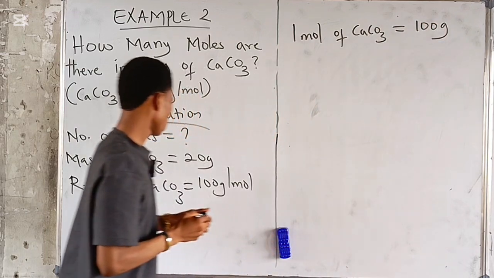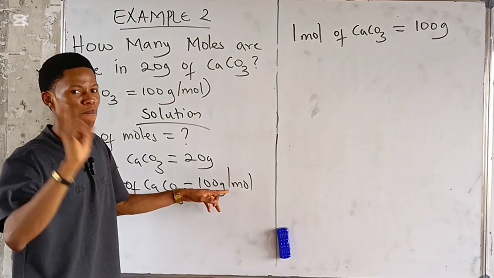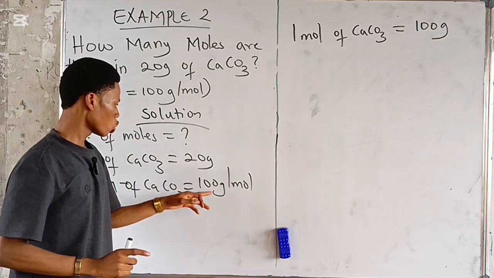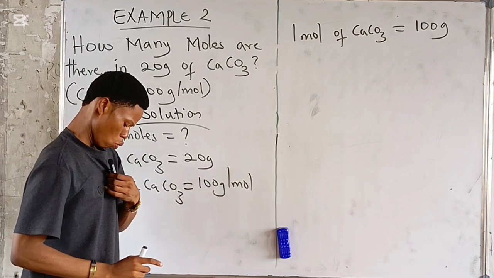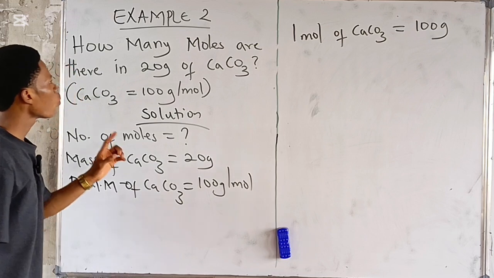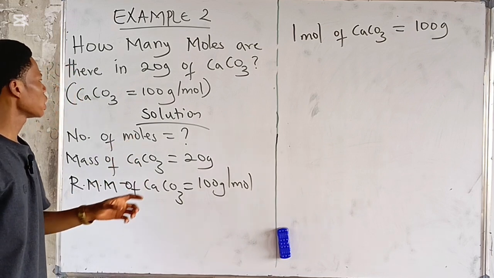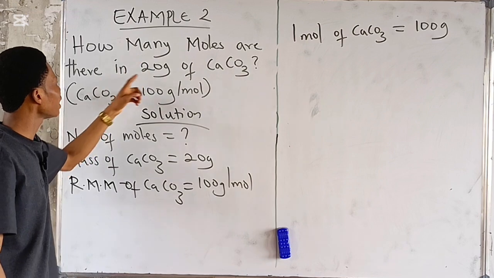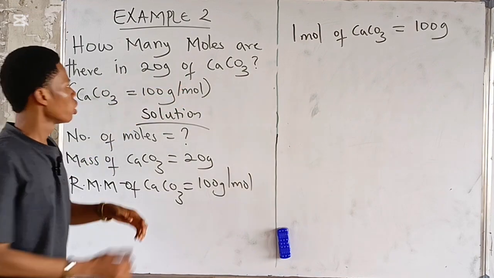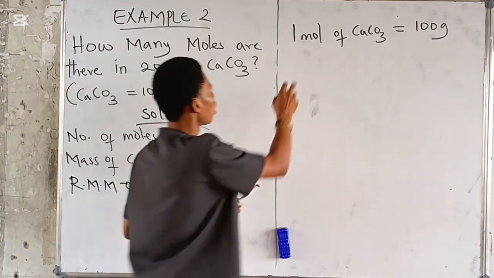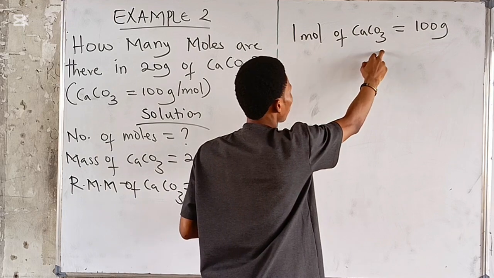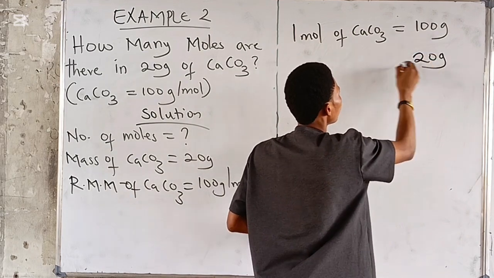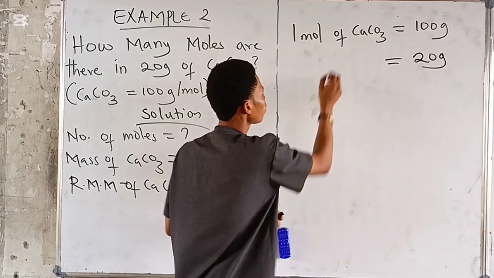Now look at this again. 100 grams per mole. 100 grams in 1 mole. That's what that means. So if 1 mole of calcium carbonate is 100 grams, they are asking how many moles are there in 20 grams. So all you have to do is, 1 mole of calcium carbonate is 100 grams. So 20 grams will give us what? Will give us X, right?